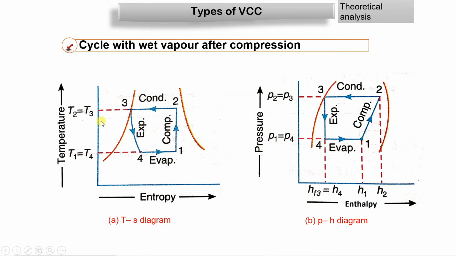Same thing you can observe on TH diagram. 1 to 2 it is isentropic, so that is why it is vertical, and point 2 it is wet. It is not on the saturated vapor curve, or it is not in the superheated region. It is in wet region. Then point 3 is saturated liquid, and then we have isenthalpic expansion, and then we have constant pressure heat absorption in evaporator.